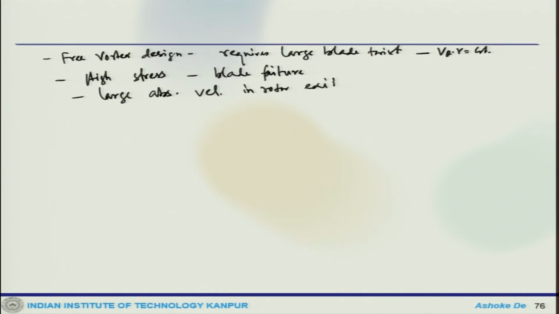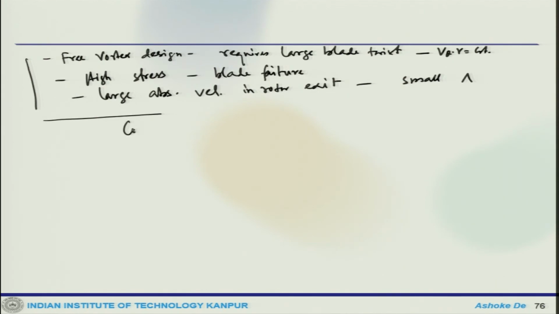So, that could be another issue. That means small pressure rise in the rotor, which means small degrees of reaction, but it is widely used in axial turbines. So, free vortex design is widely used in axial turbines compared to compressors.